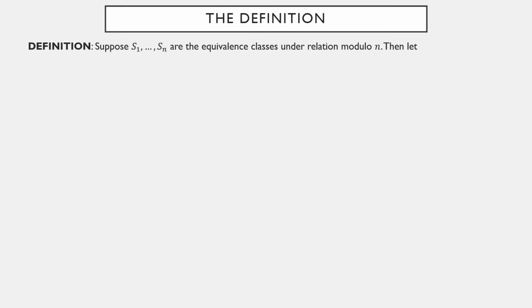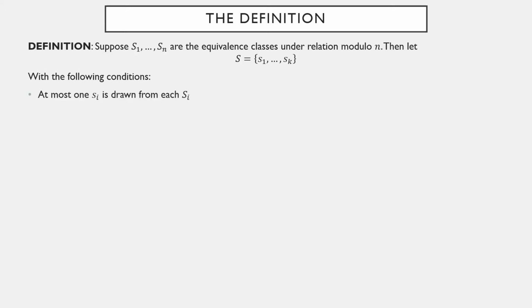So suppose capital S1 through capital Sn are the equivalence classes under the mod n relation. Recall that the division algorithm does guarantee there are exactly n such equivalence classes once the positive integer n has been chosen for the mod n relation. So we're going to make a set capital S formed with elements little s1 through little sk, and observe this counts up to k, which may or may not be the same number as n.